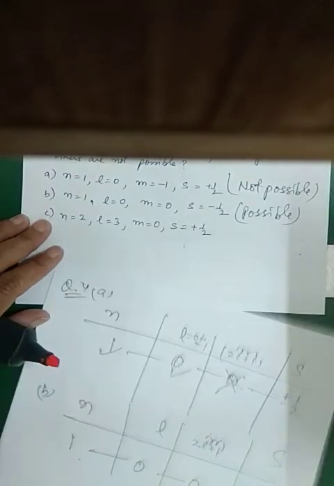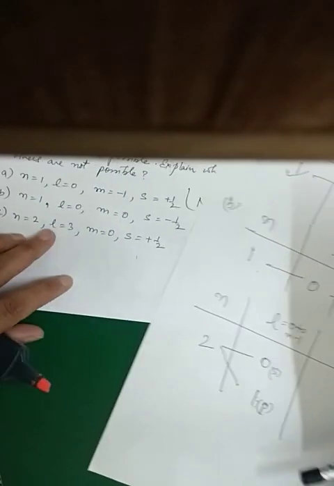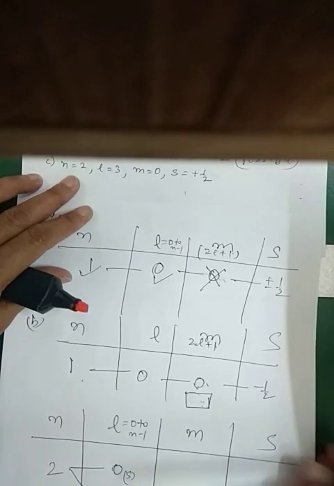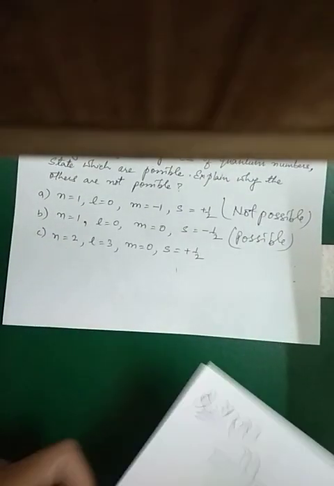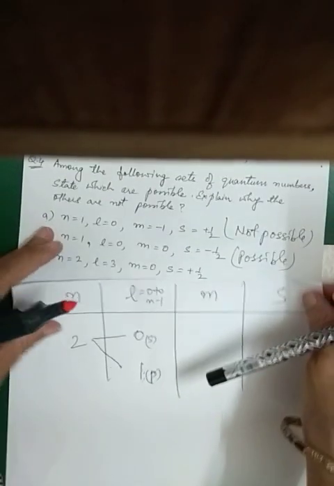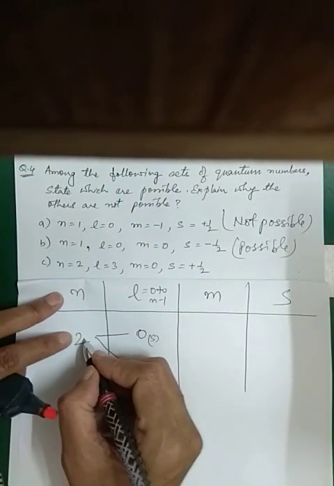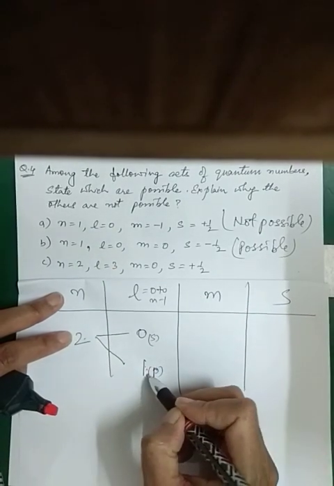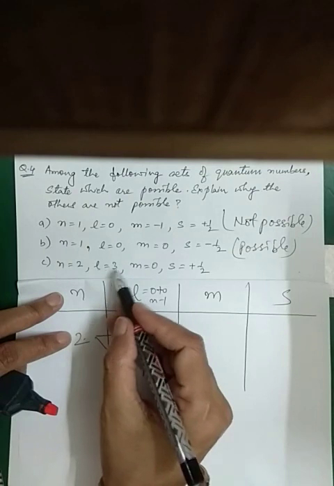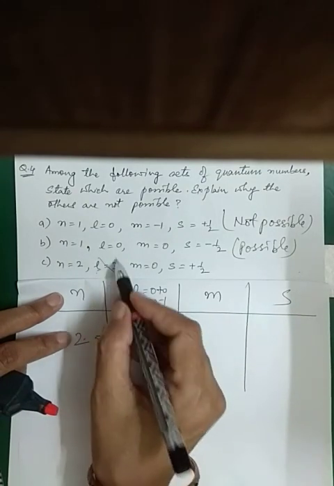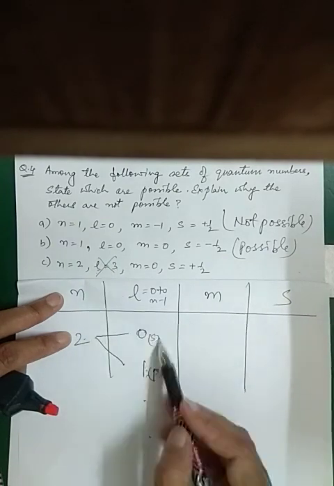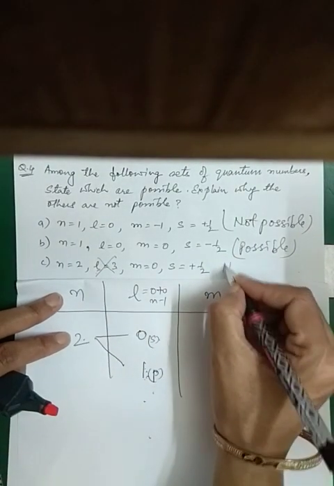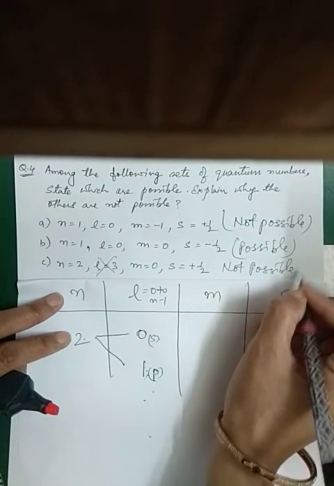Let's talk about L first. N is equal to 2. For this N value 2, how many values of L are there? 0 and 1. But there is no 2 and 3. So L value 3 is not an L value. This is not possible, because L value can be either 0 or 1. So this is not possible at all. This is the way you will solve the questions based on quantum numbers.